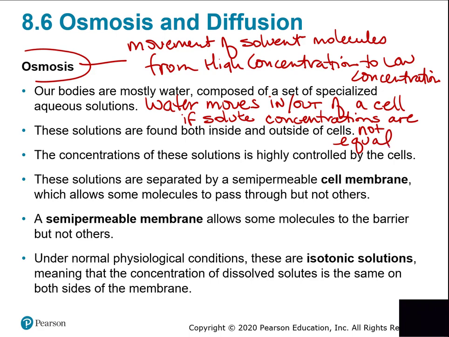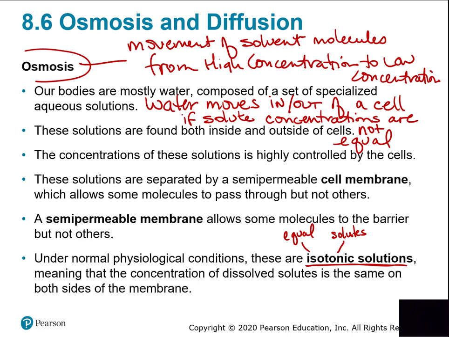If the solute concentrations are equal inside of the cell and outside of the cell, they call that isotonic. The term iso means equal. The term tonic is really referring to solutes. So under isotonic conditions, the amount of water inside and outside of your cells stays the same.